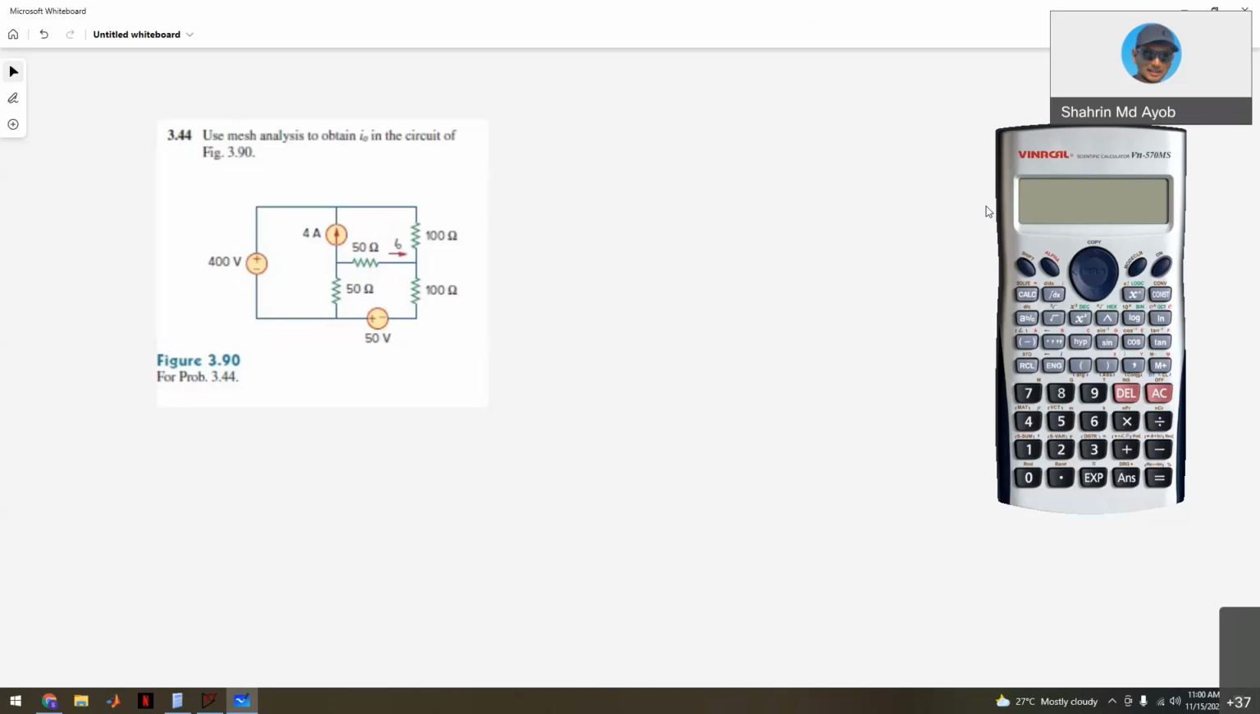So let's start. I have posted 3 questions. We start with question 3.44, which I extracted from our textbook, Alexander and Sadiku. The question is, use mesh analysis to obtain Io, the branch current that flows through 50 ohms. First of all, what you need to do is identify the mesh currents and the direction of your mesh currents.